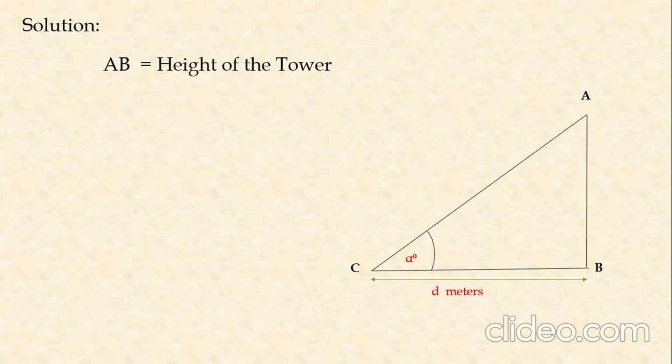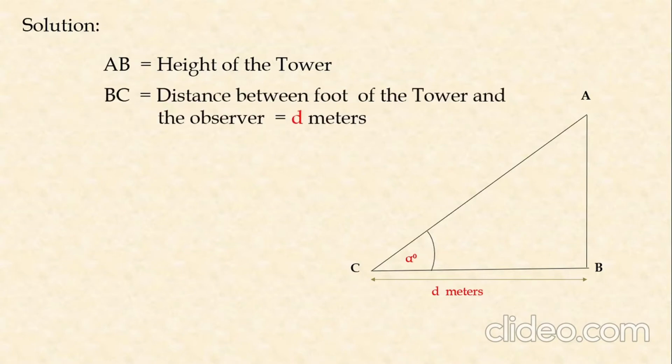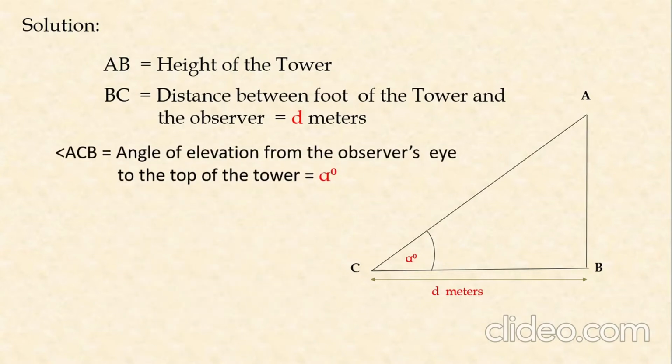Now one by one I will write the measurements: AB equals the height of the tower, BC equals the distance between the foot of the tower and the observer, which is given as d meters. Now angle ACB, that is the angle of elevation from the observer's eye to the top of the tower, is alpha degrees. Now our problem is completed. That means we need to draw the figure only. This is the required diagram for the given problem. Now let us go for the second example.